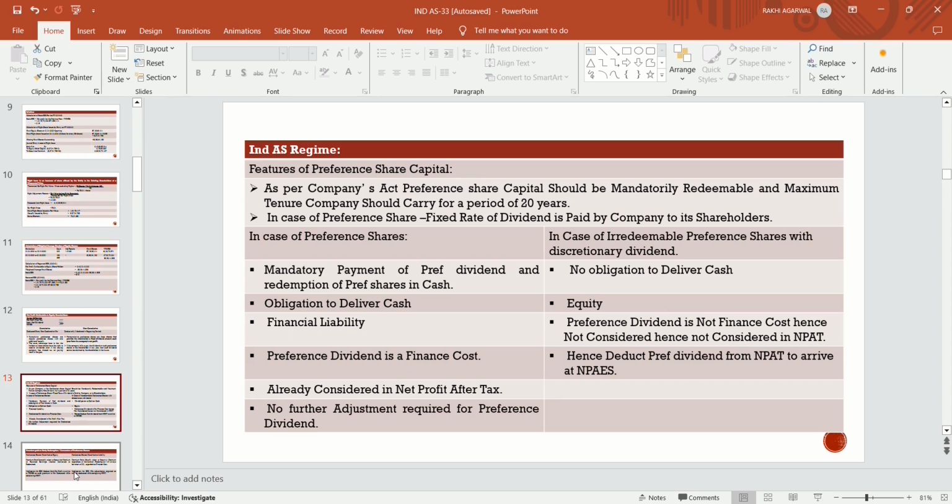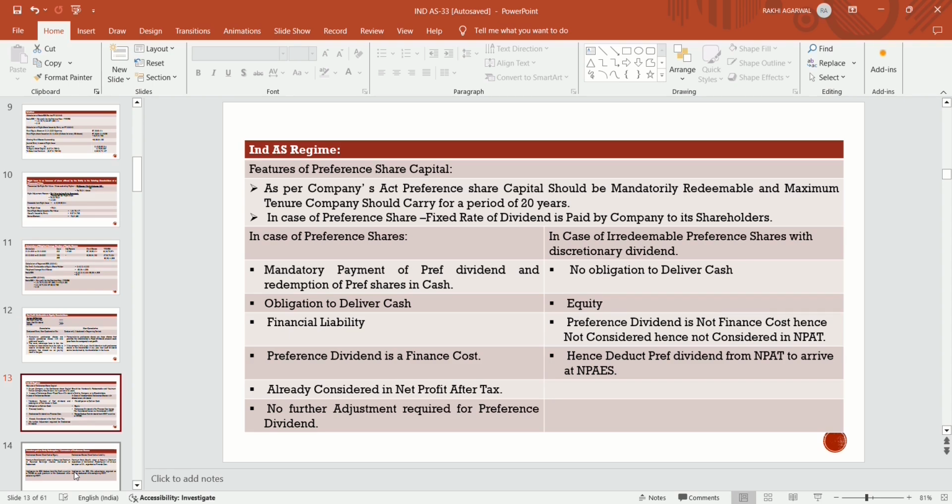In case of preference shares, a fixed rate of dividend is paid by the company to its shareholders. So preference share is not treated as capital, it is treated as a liability if there is an obligation to pay cash. There are two types of preference shares in the Ind AS regime. In case of Ind AS, if there is a liability to pay cash in the form of dividend, or in the form of redemption of preference shares in cash, then that is an obligation to deliver cash.